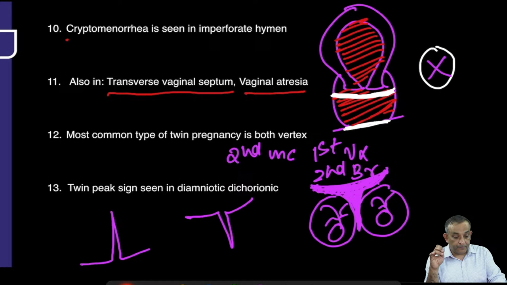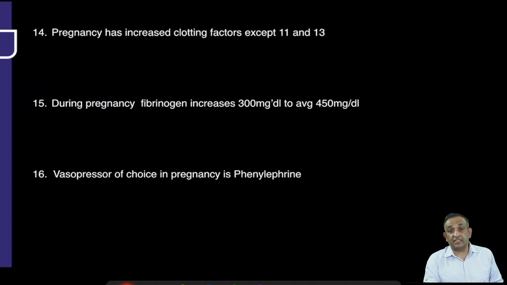Pregnancy has increased clotting factors. All clotting factors increase in pregnancy, except 11 and 13. So pregnancy is a hypercoagulable condition. So all of you know that it is very nice to have a good coagulation. So when a woman is delivering, from the site of the placenta, when the placenta is removed, that site is the one which bleeds the most. And that is what causes the PPH.